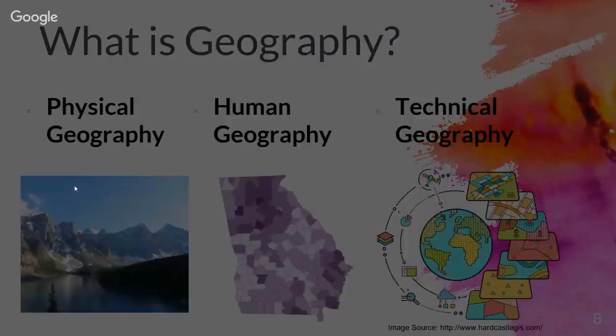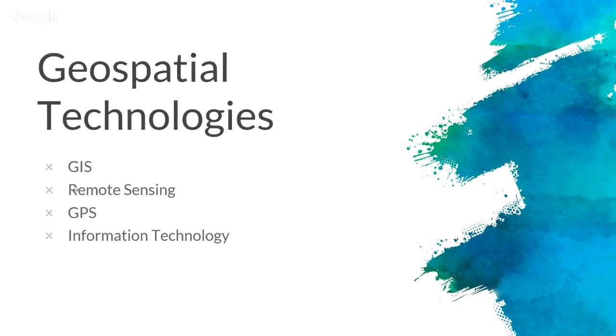So going back, we have technical geography, and technical geography is pretty much these geospatial technologies. The geospatial technologies are comprised of four elements. We have GIS, which is what we're going to be talking about today. We have remote sensing, we have GPS, and we have information technology.